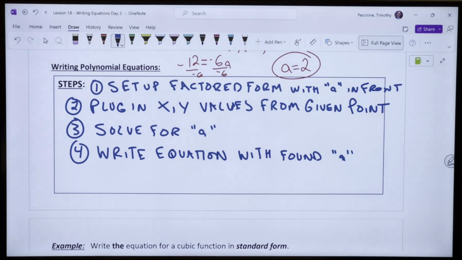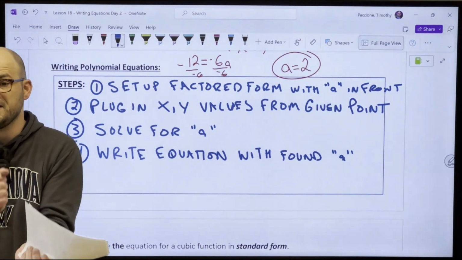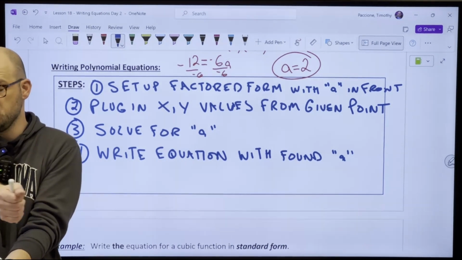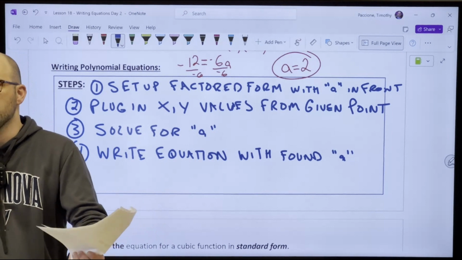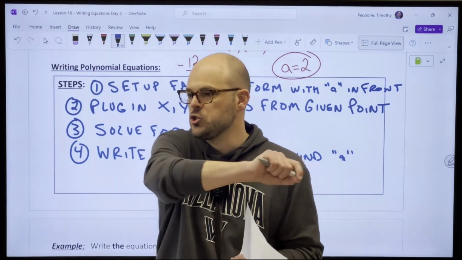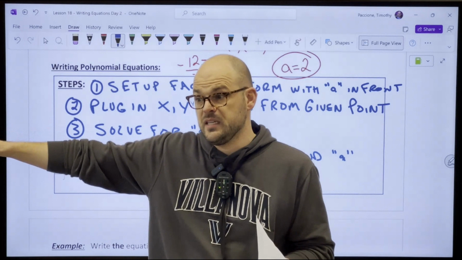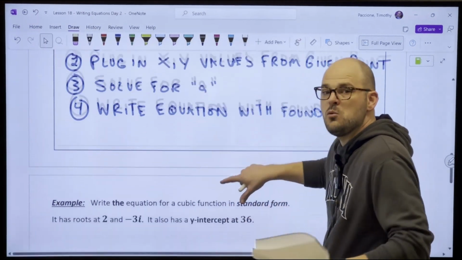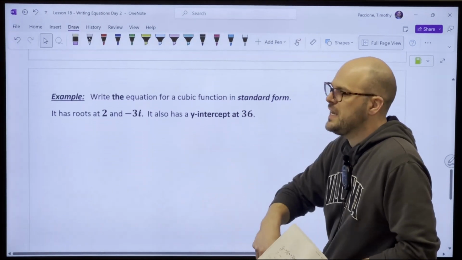Now, what you need to do is what we did last class, but then you solve for a. Wait, so we write the equation with found a, so we just put 2 in? Well, you'd put 2 in the front, but not just in the front of standard form, in the front of factored form. Then I have to do it again to standard? Well, you just can't throw an a out front. You have to distribute it through. That's the other mistake people make. You're going to see in the example. We only have a little bit of time. I guarantee you'll see it.